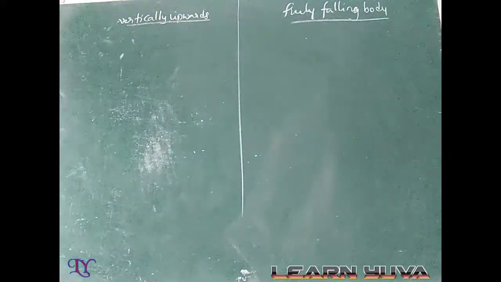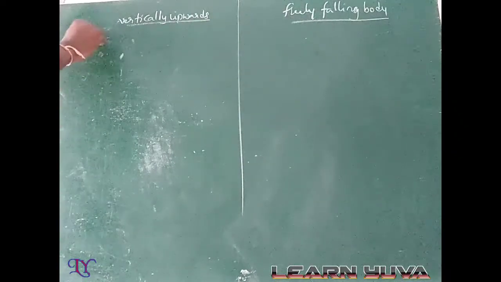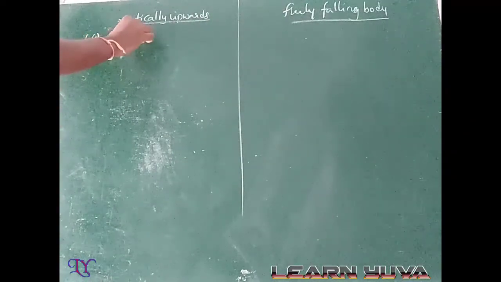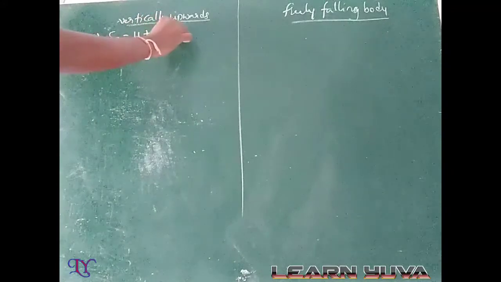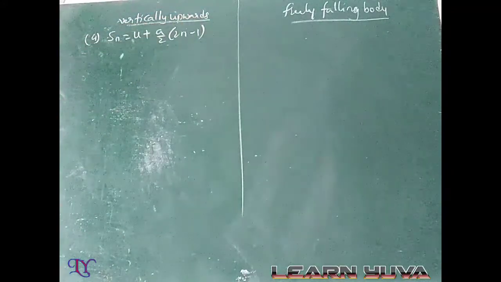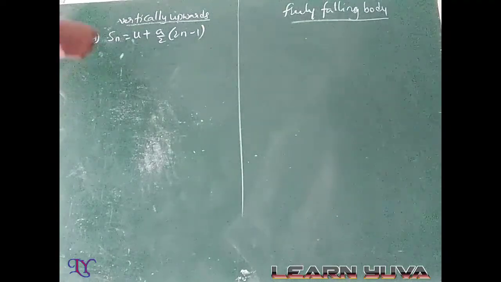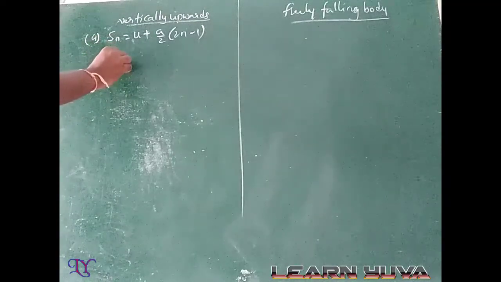Okay, so we checked the three cases previously in the last class. So the fourth one, that is Sn, the distance traveled by the body in the nth second. Sn is equal to u plus a by 2 of 2n minus 1. So Sn, that means h nth.